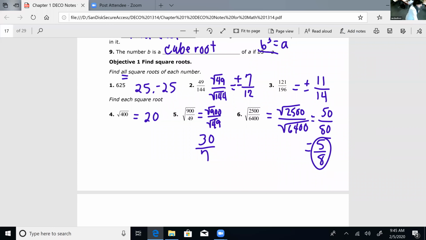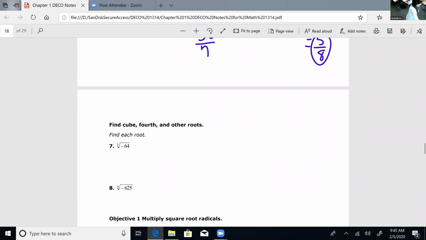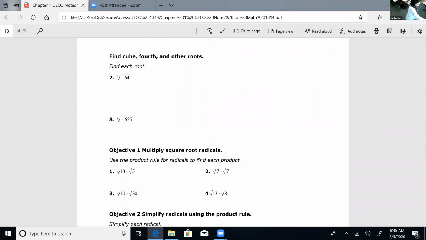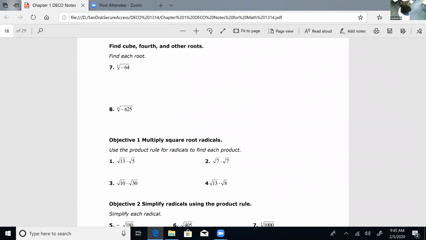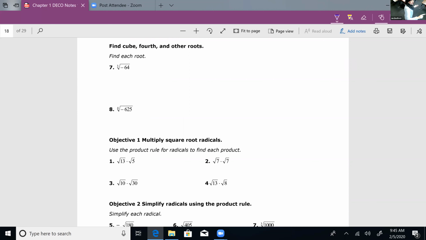That's a good thing. So let me scroll to the next page and let's talk about what happens when it's not a square root anymore, but maybe it's a cubed root or a fourth root. Ooh, okay. Now, we're going to go back to something we talked about on the very first day, prime factorization. And I'll tell you why.